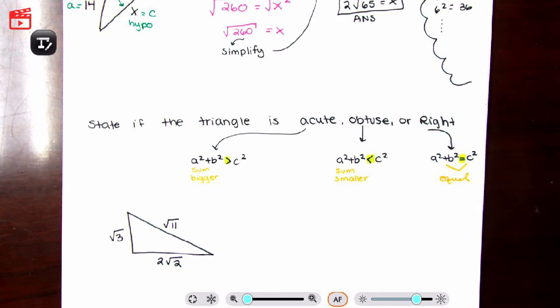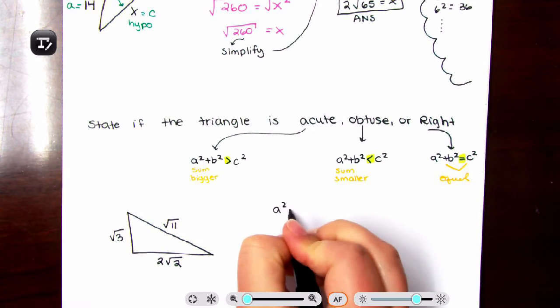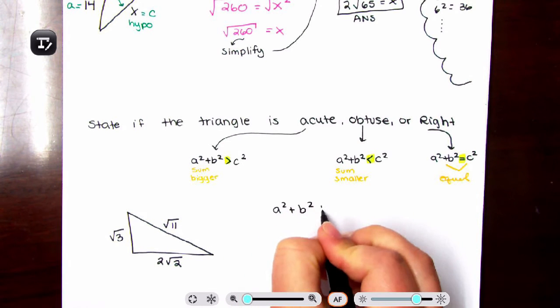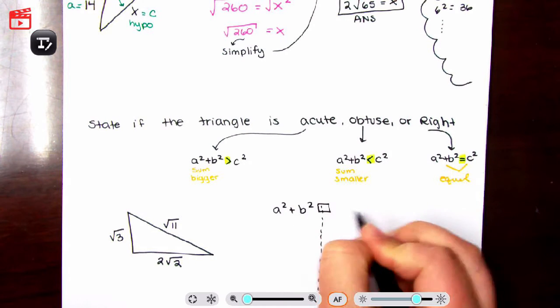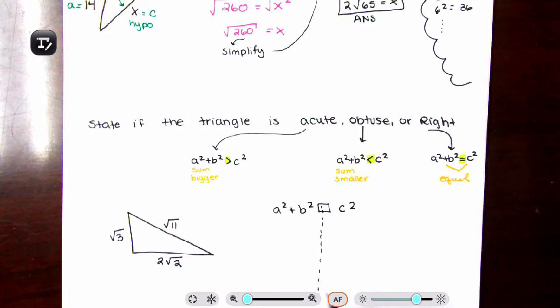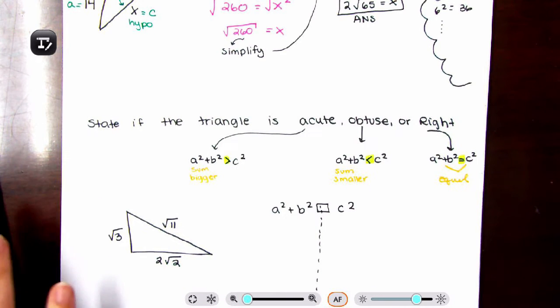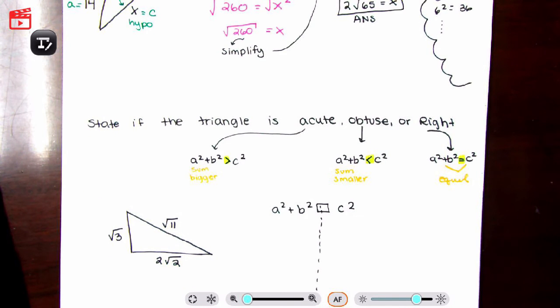So how to find out? Please don't put a right angle there. You do not know that it is a right triangle. We're trying to figure that out. So we are going to do A squared plus B squared. And I'm going to draw a line here to indicate that there's something there. You can even draw a box if you want. Something's there. So A, B, C. The only thing that matters is the largest side needs to be C.